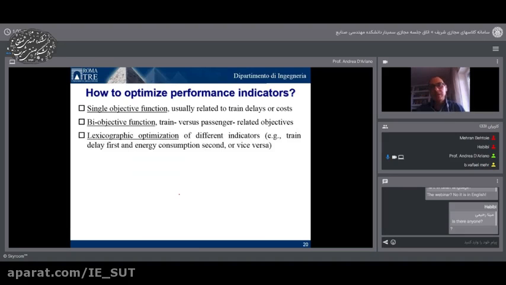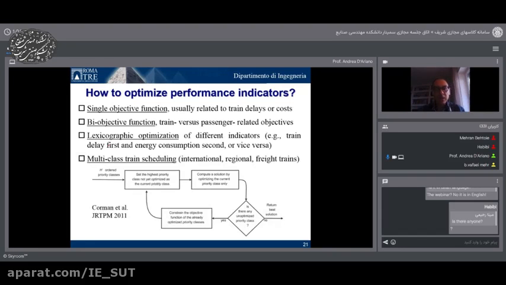Then there are other types of representation of multiple objective optimization. For example, one that was used several times is lexicographic optimization. When you have multiple indicators that are important, but one is more important than another one, then you can first find the set of optimal solutions for the most important objective function. For example, minimizing train delay might be most important. And then among those solutions that are minimizing delay, you might select the one that has less energy consumption. This is called lexicographic optimization. So you have an order of importance in the performance indicators.